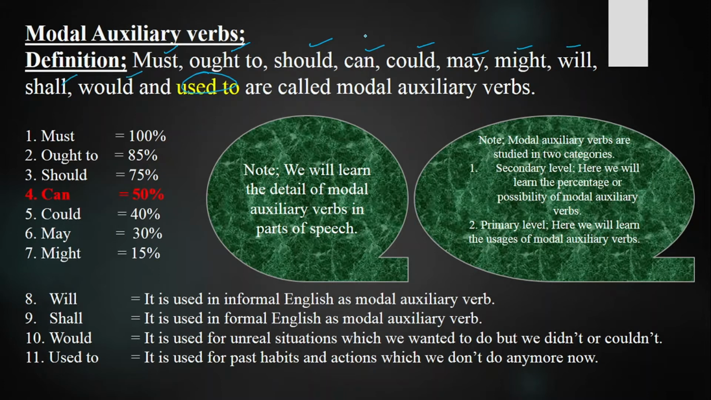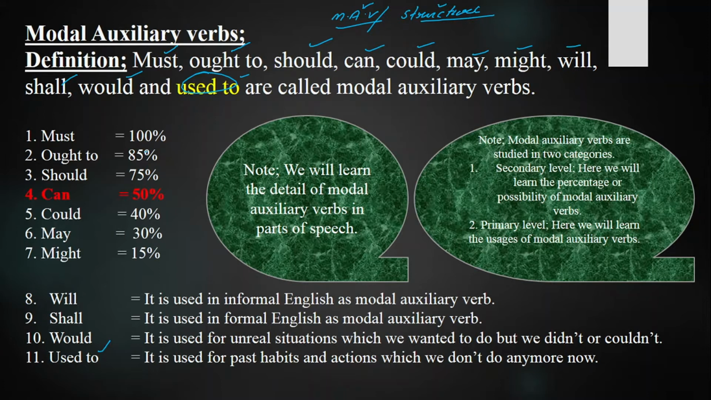Keep in your mind, in modal auxiliary verbs, one of them is written in yellow. Some of the grammarians say that it is a modal auxiliary verb, and some of them say that it is a structure. Let me clear your concept. Whether used to is a modal auxiliary verb or a structure, in both cases we will discuss how to change them into passive voice. When we start the 11th one, we will discuss whether it is a modal auxiliary verb or a structure, and if both, how it is changed into passive voice.